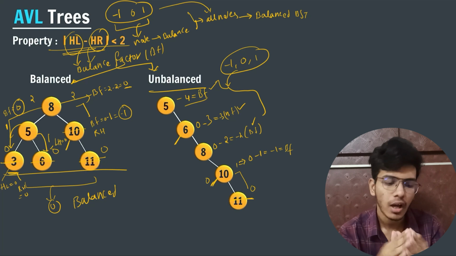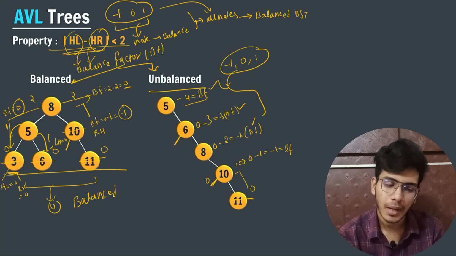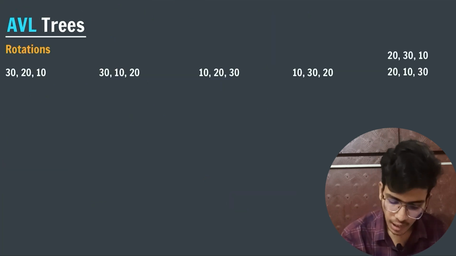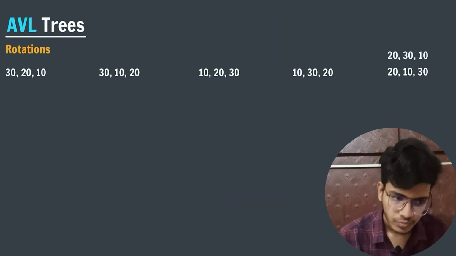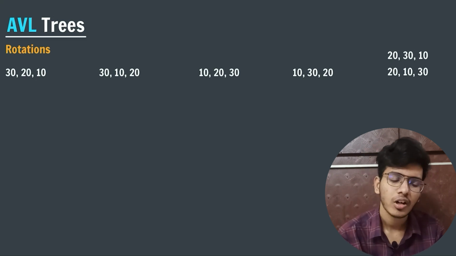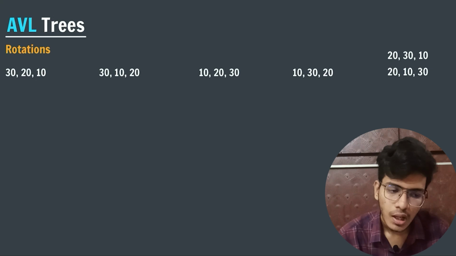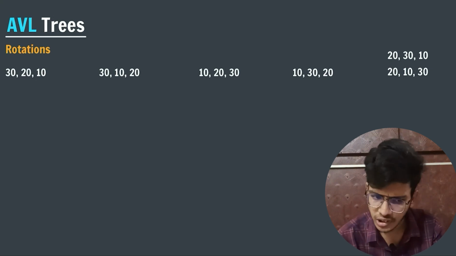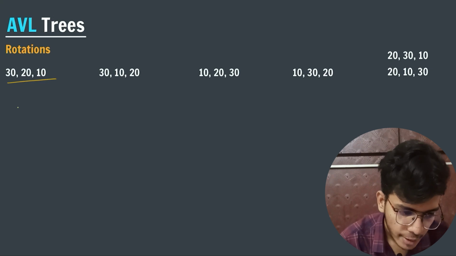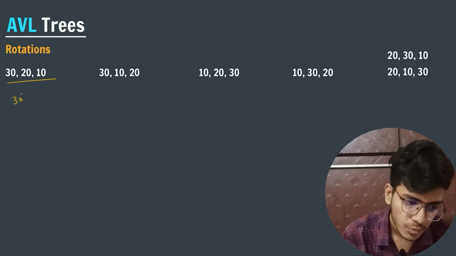I hope you have understood how we can tell whether the given tree is balanced or not based on the balancing factor. Now let us talk about rotations. In AVL trees we have the concept of rotations. Before going into what rotation is, let us try to build our BST. First of all, I will create my root node as 30.